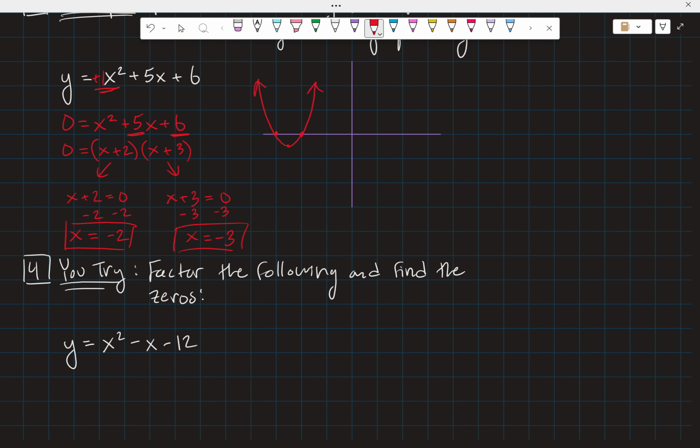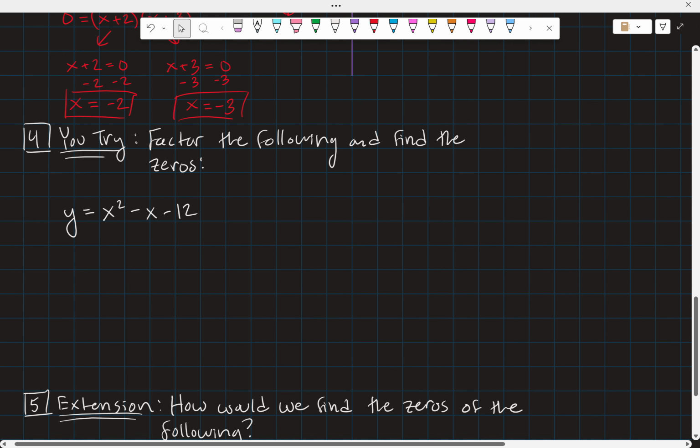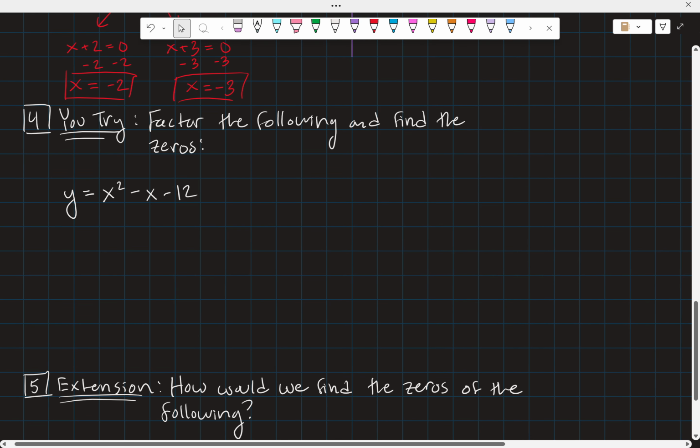Alrighty. Now we're going to have a you-try example. So you're not going to have to graph this function, but you're going to factor the following, and you're going to find the zeros of the function, right? So I want everyone to go ahead, pause the video really quick, and take a couple of minutes to factor this equation here and solve for the zeros. And you're going to have an option to fill out your answer on the right. Everyone go ahead, pause real quick, and work out this equation by yourself.